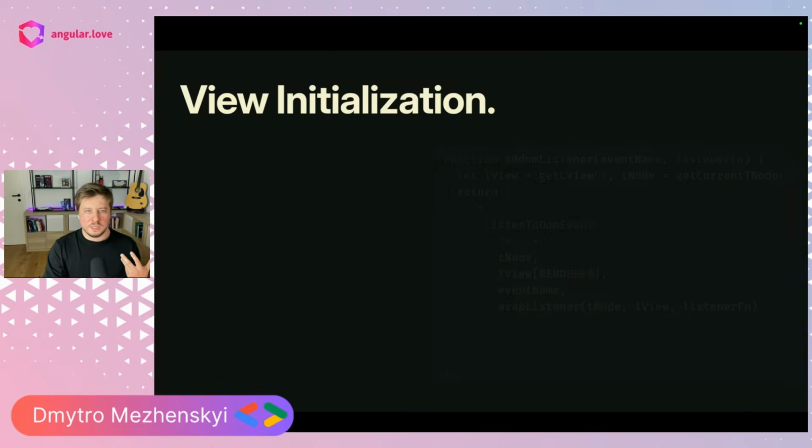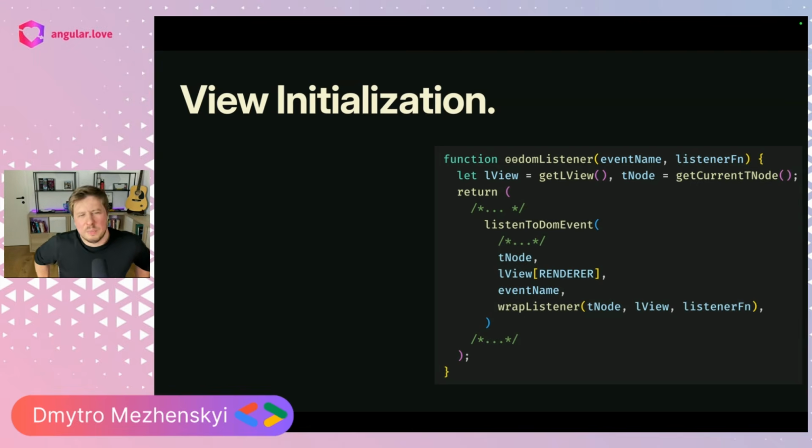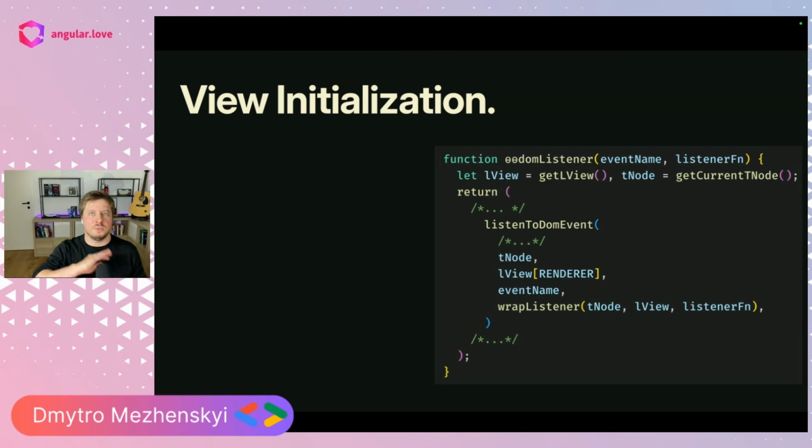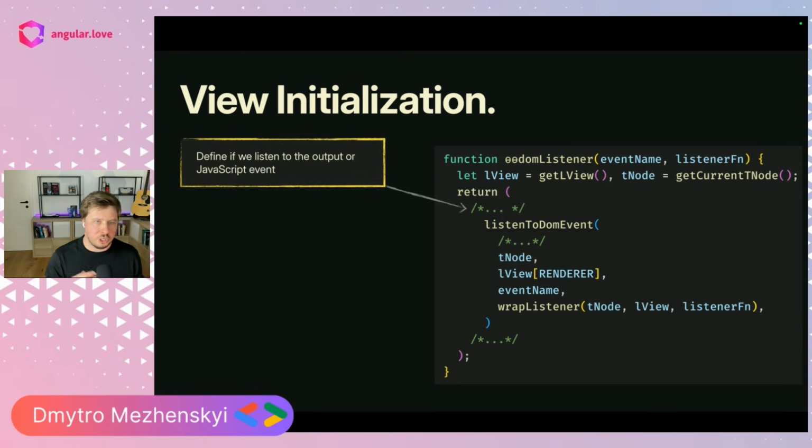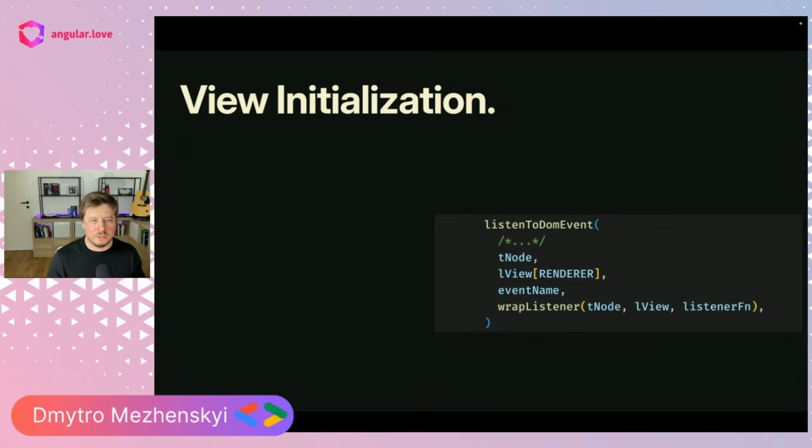Inside this function, a lot of things actually happen. I dropped most of them because there are a lot of edge cases that need to be covered. For example, Angular checks if we listen to an output, a component output, or a DOM event, and they have to be handled slightly differently. But anyway, eventually, if Angular has to deal with a DOM event, we will reach this listen to DOM event function.